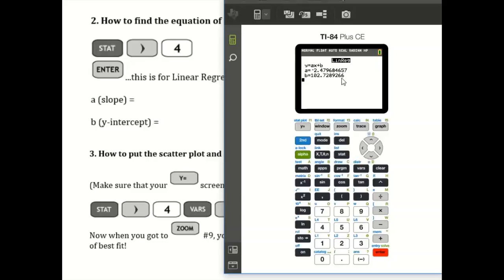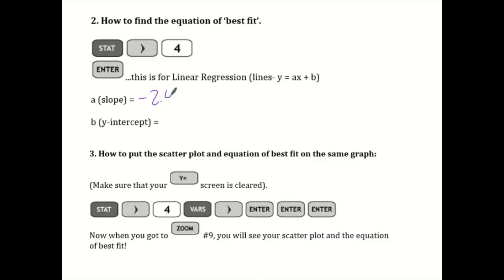Okay, so let's record those. So my A, I'm going to round to 2 decimal places, is going to be negative 2.48. That's my A. My B is 102.73. Remember what these mean. My A is my slope. I know we usually see it as M, but in the calculator they put A. So my A is my slope and my B is my Y-intercept.